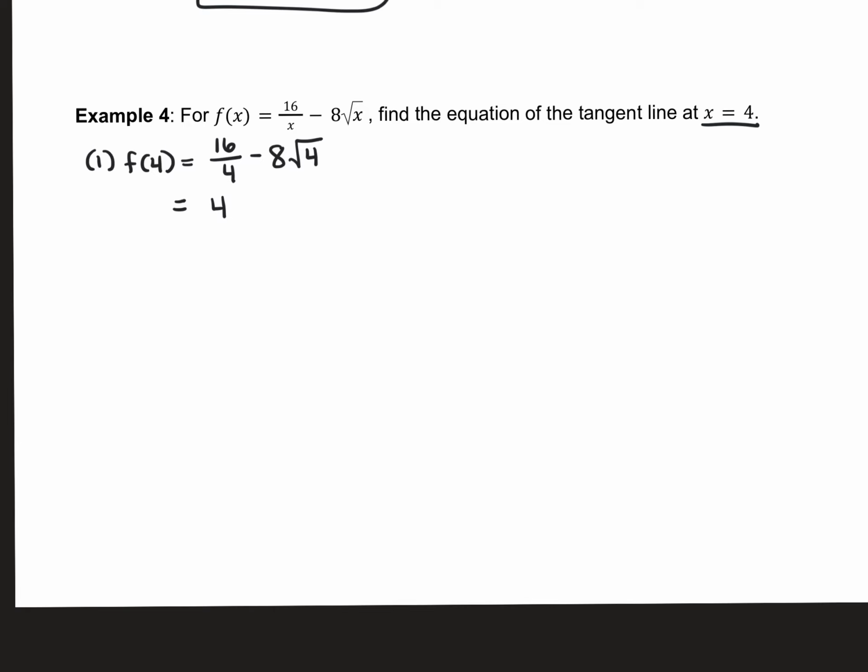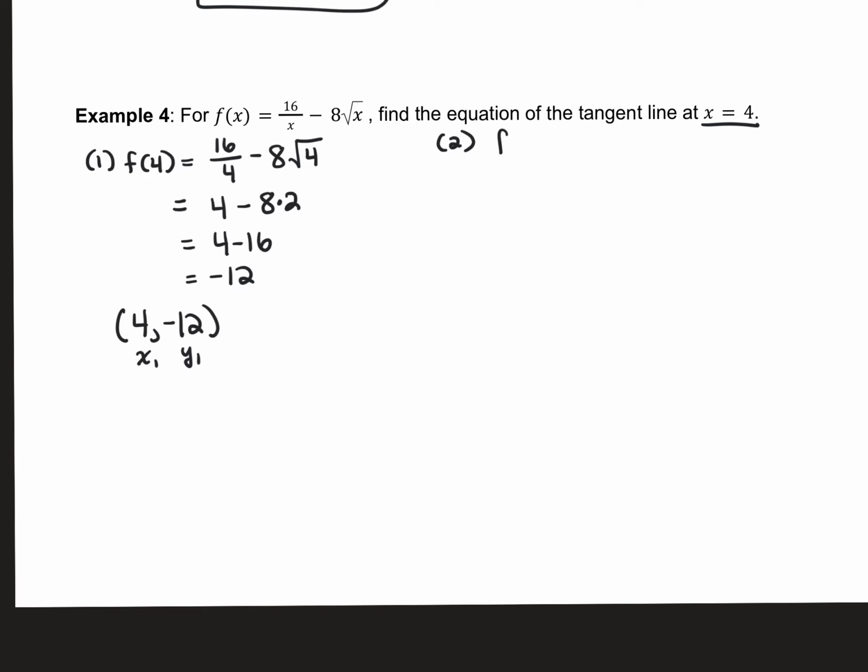So 16 divided by 4 is 4. Minus, that would be 8 times 2, so 4 minus 16, and we get negative 12. And remember, what that's giving us is the ordered pair. Our ordered pair is 4, negative 12. That is my x1, y1. Now, step 2 is to find the derivative. Well, before we find the derivative, let me back up for a second. We talked about this last time.